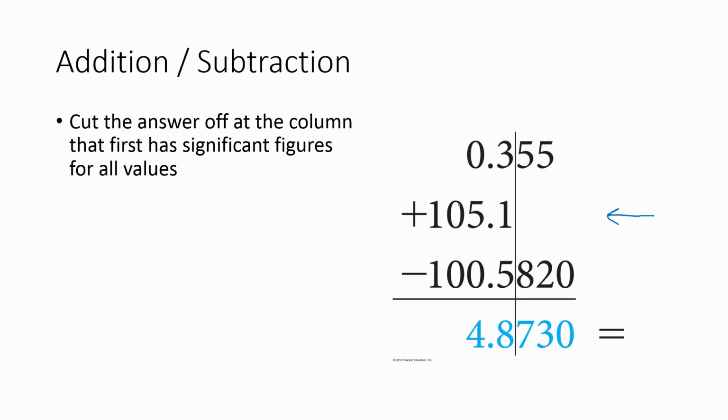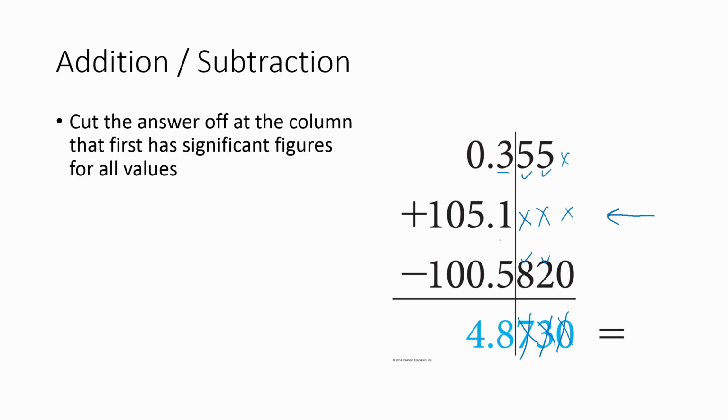Okay, so 0.355 plus 105.1 minus 100.5820. We add this up and get this number at the bottom, but we have nothing here or here, so we can't use this row. We have a 5 here and a 2 here, but nothing there, so we can't use the 3. 5 here and an 8 here, but nothing on the second row, so we can't use the 7.